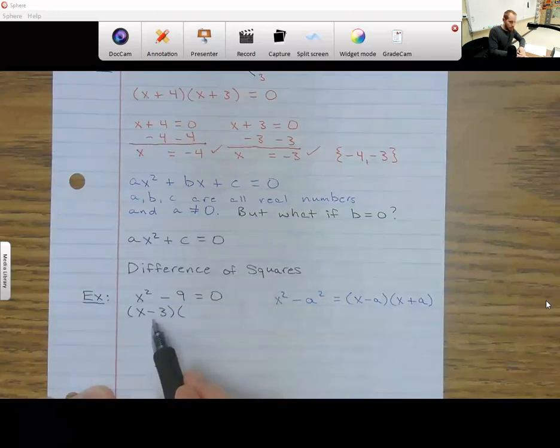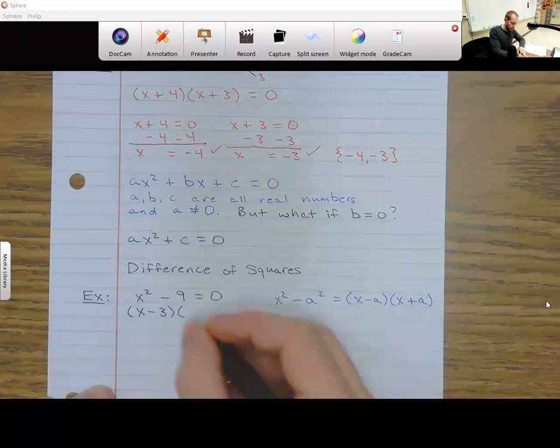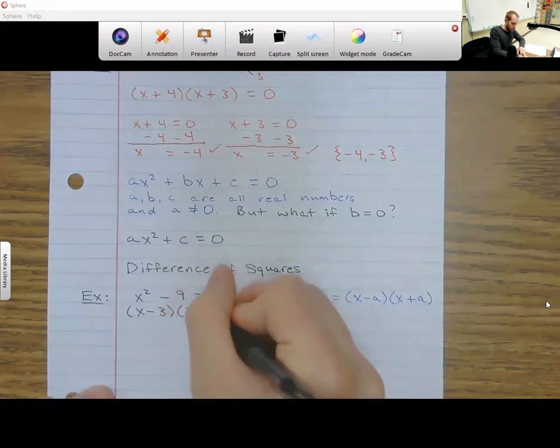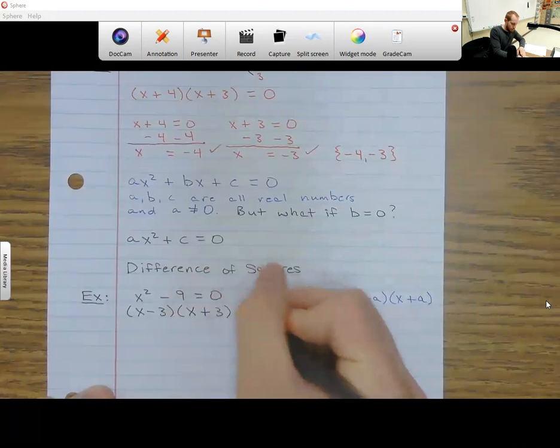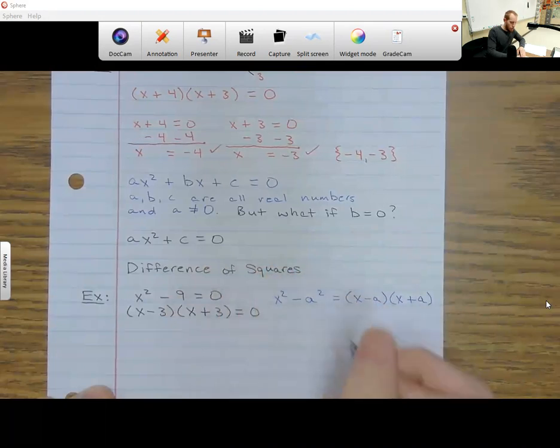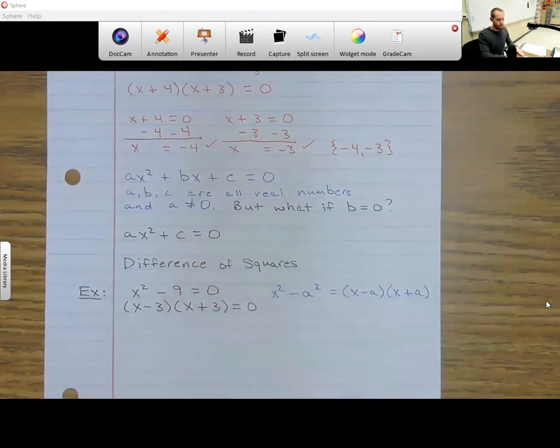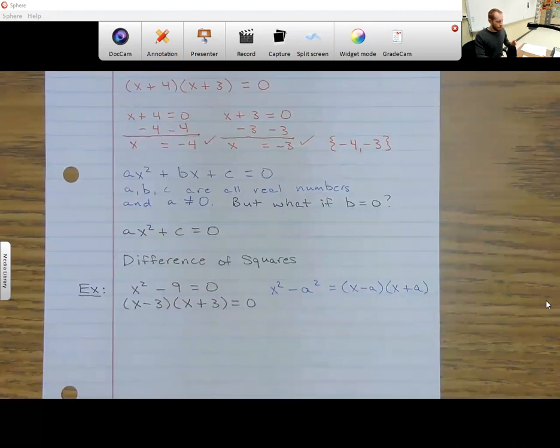So I got my minus, but I also need to have a plus factor, right? So over here, I'm going to have x plus 3 instead of x minus 3. And the whole thing is still set equal to 0. Okay? So now what I can do is take both of these sets of parentheses, set them both equal to 0, and figure out what x would have to be to solve it.